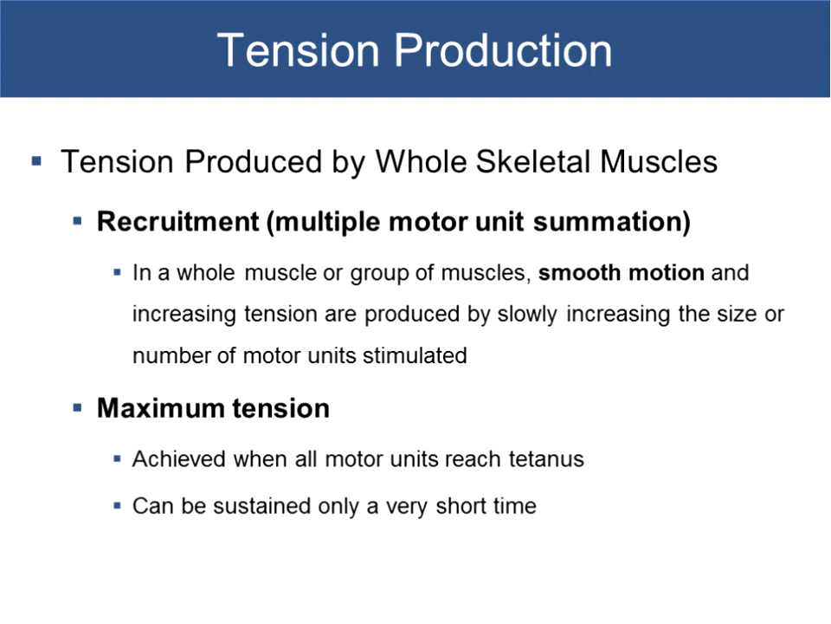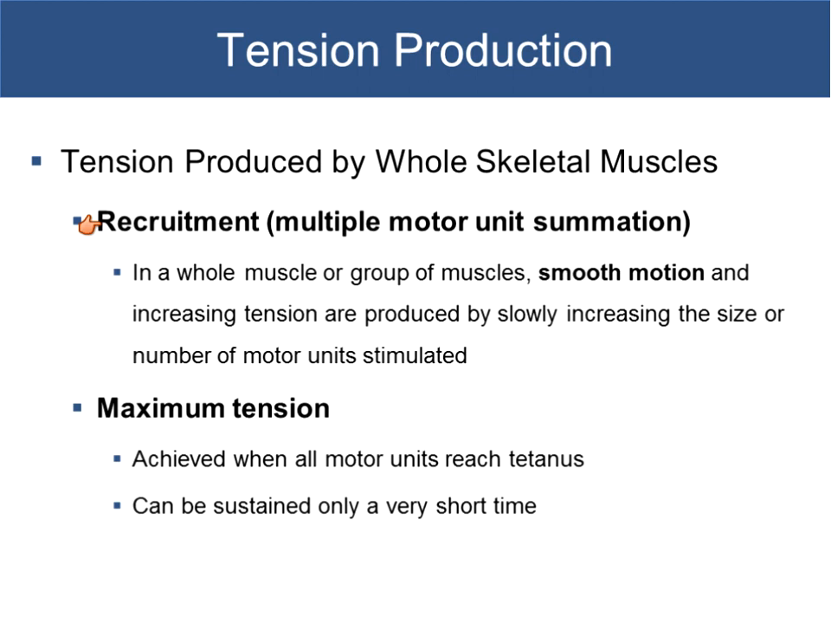And that process of getting additional motor units to fulfill the job that needs to be done is what we call recruitment. So in a whole muscle or a group of muscles, that smooth motion and that increase in the amount of tension is produced by slowly increasing how many motor units are going to be stimulated.